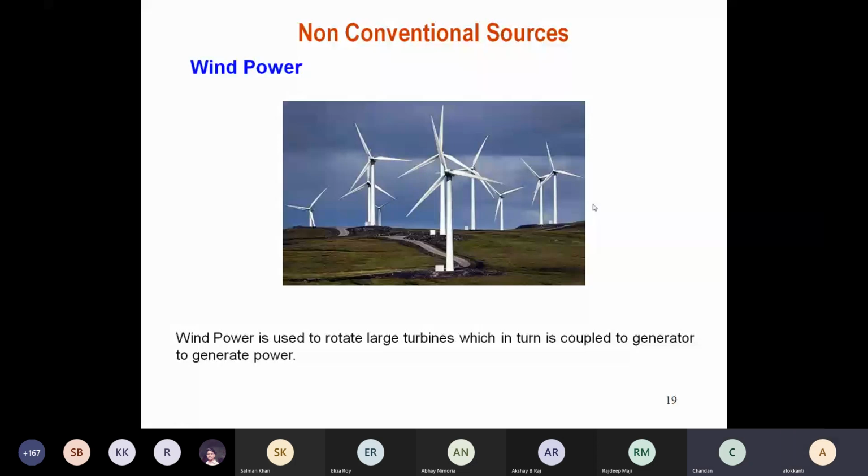Sir, am I audible? Sir, what would happen if the wind suddenly, for a particular period of time, does not blow in that particular region?